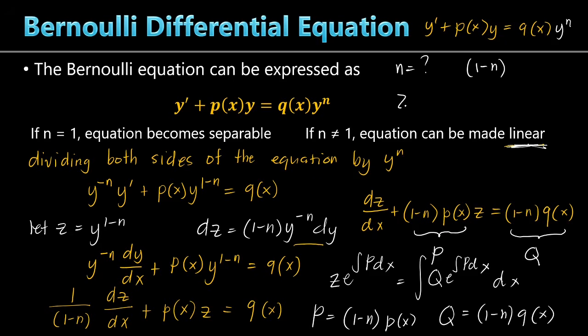Remember that we need to replace z by y raised to 1 minus n so we can see the original variable y in the solution of the equation. Okay? So I think this is pretty easy. So for you to better appreciate how to solve a Bernoulli differential equation, let us solve the first example.